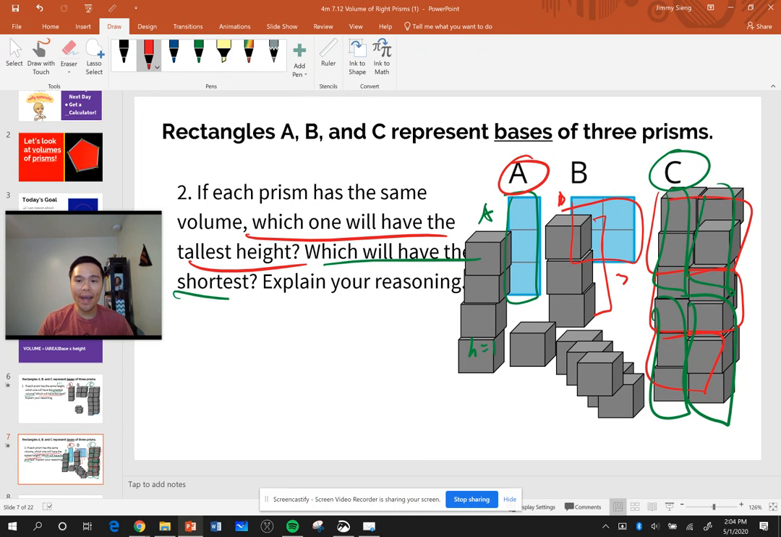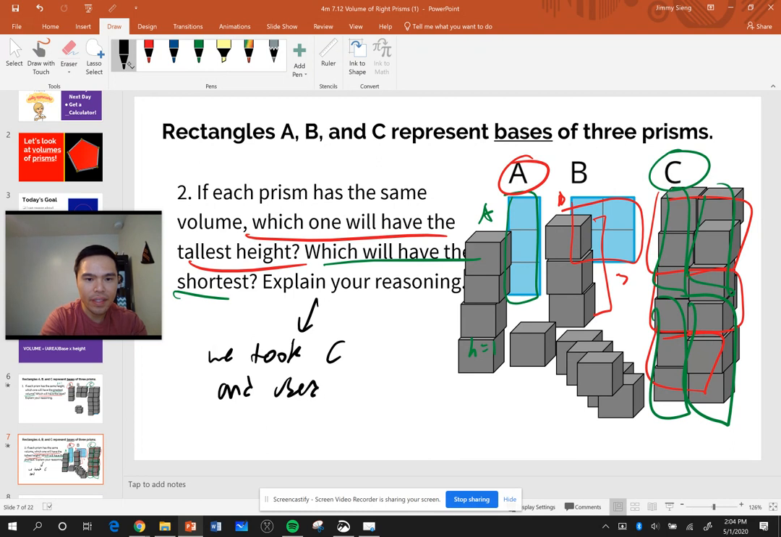The reason why was because we took C and used that to stack. All right.